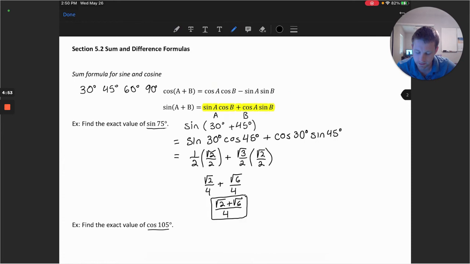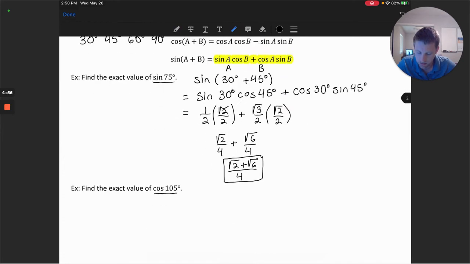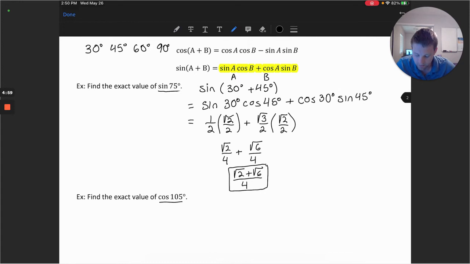Let's take a look at a second example with the cosine function. So we want to find the exact solution for cosine of 105. Again, we're going to want to draw our attention to our common angle list and observe for a moment what combination of angles will give us 105. If you've taken a minute to look at this, I think you can agree that 105 can be made up by 45 plus 60. So we're going to be using that as our A and B angle in this case.